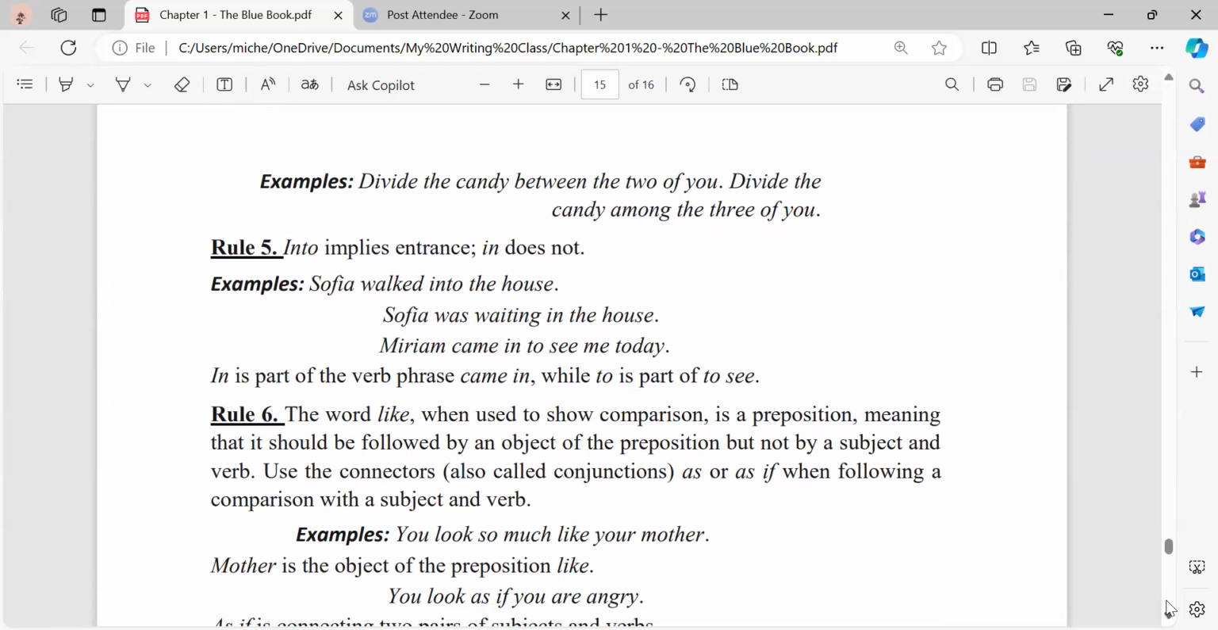So now we have rule number five: "into" implies entrance, "in" does not. Sophia walked into the house. Sophia was waiting in the house. Miriam came in to see me today. "In" is part of the verb phrase "came in", while "to" is part of "to see".